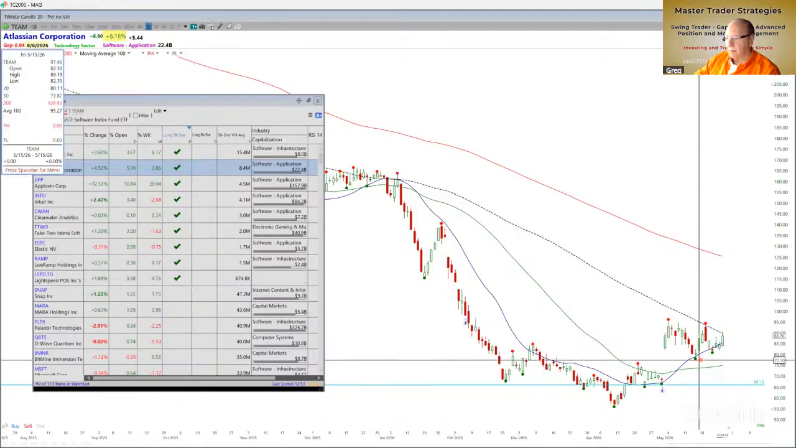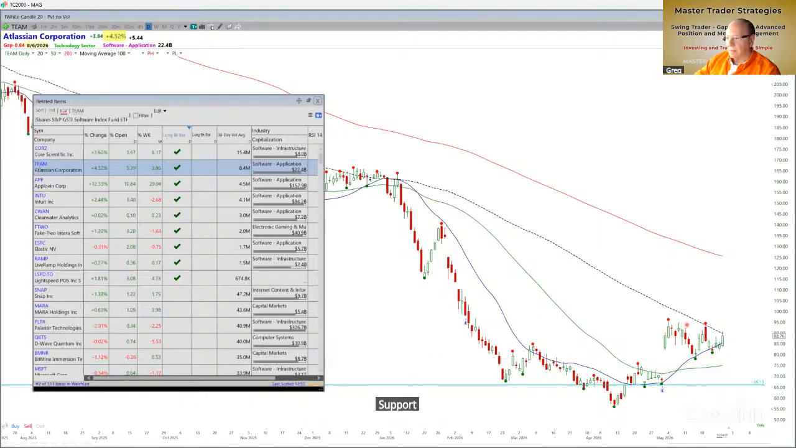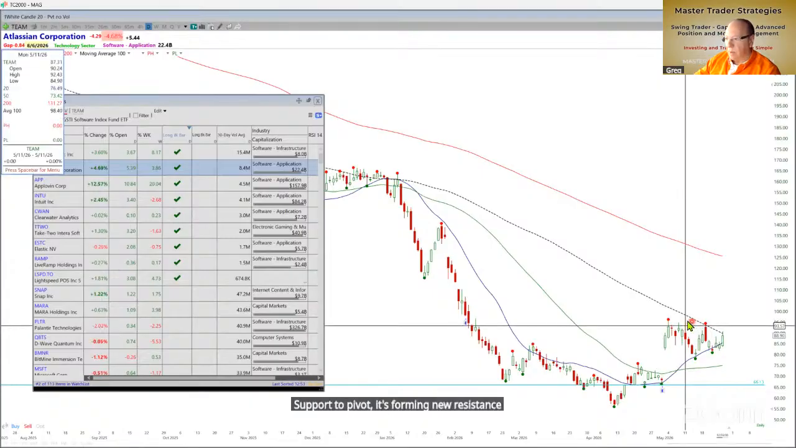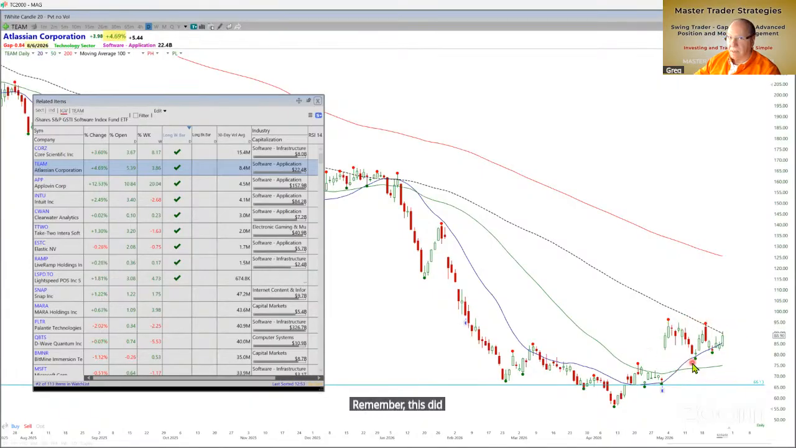So it's forming support, and two pivots. It's forming new resistance. Remember, this did not exist a month ago, obviously. So it created resistance. It's creating support. And look at how the moving averages are coming together. So as I said, we look at moving averages as a visual aid. The moving averages come together. A longer term moving average, this is a 100, right? That's equal to the 20 on the weekly. It's pointing down.